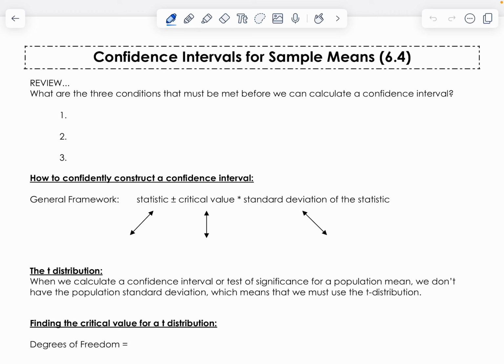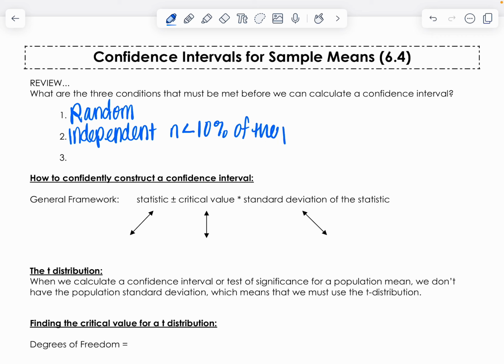The steps are identical, right? And so those three conditions stay the same. We still have to take a random sample. Our trials, or our samples, still need to be independent, meaning that N, our sample size, is less than 10% of the population.